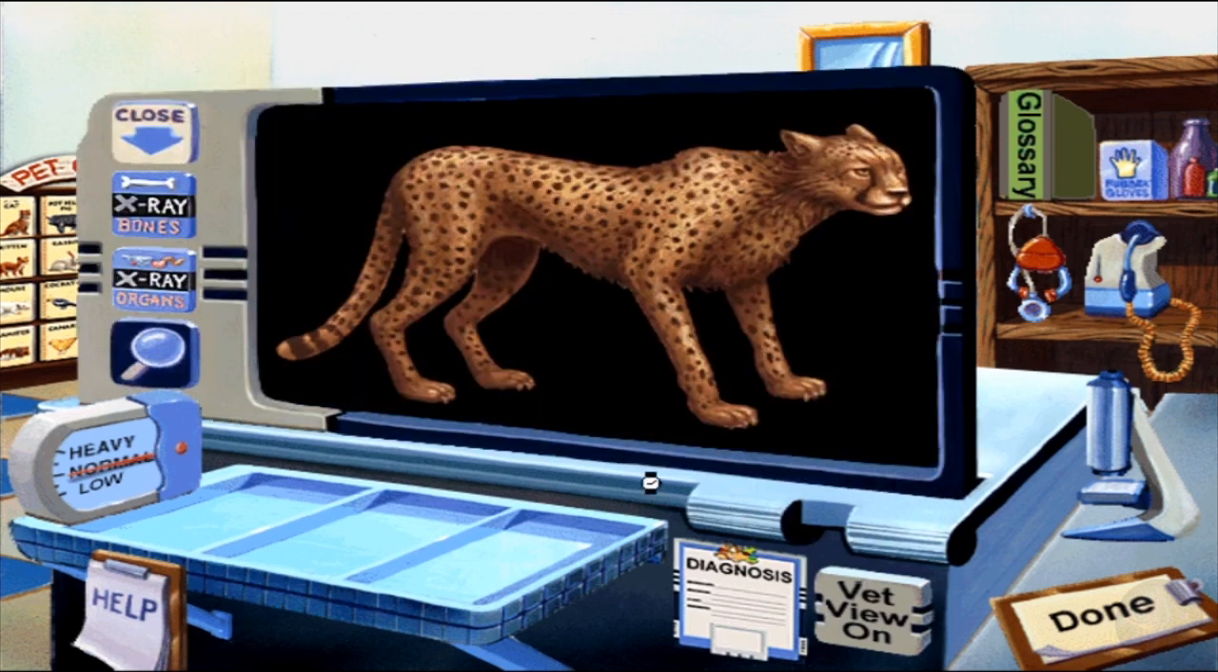This is the Vet View machine. There are three different tools you can use in the Vet View. To see the patient's bones, choose the X-ray Bones button. To see the patient's organs, choose the X-ray Organs button. To look at the animal more closely, choose the magnifying glass button and then click on the highlighted areas of the patient.